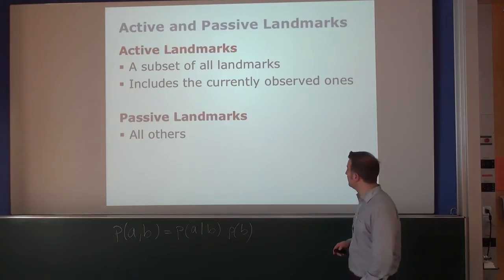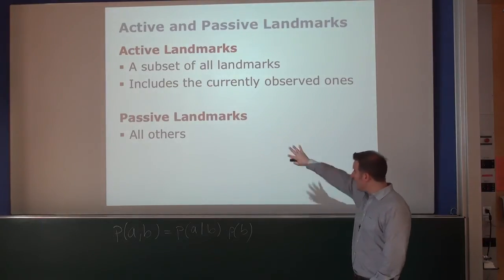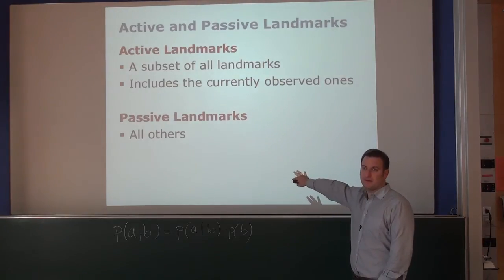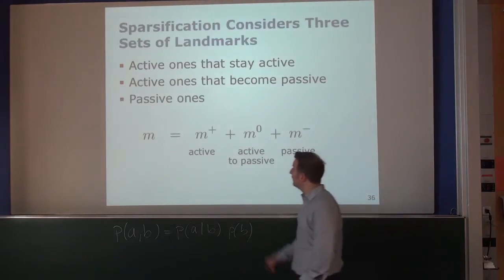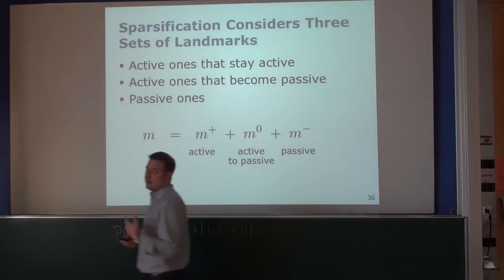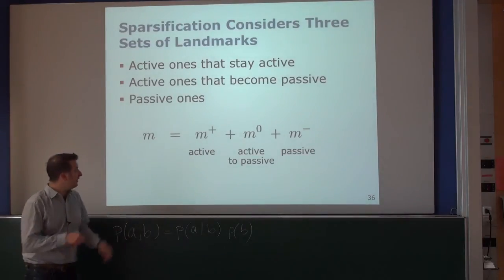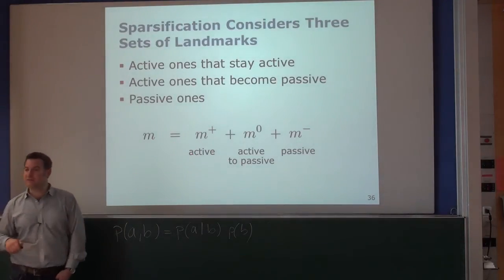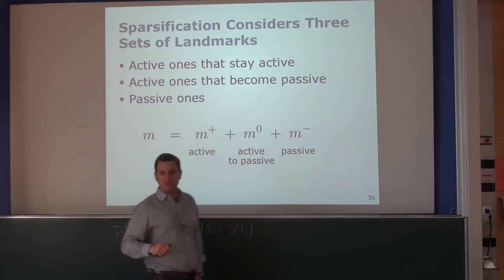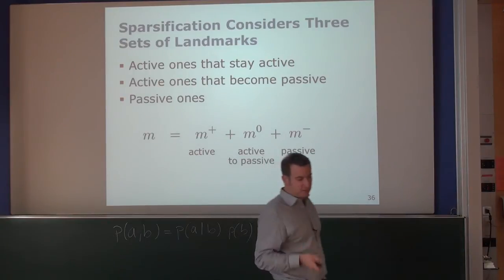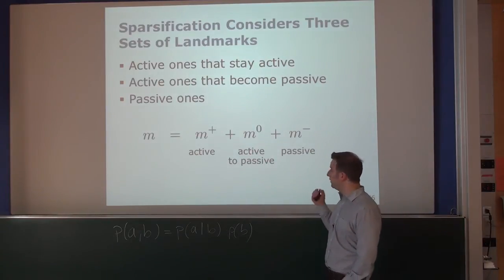Okay, so this slide we already had. Just to remind you, active landmarks are just a subset of all landmarks, and all the others are passive landmarks. And we actually go a step further right now. We have landmarks M+, which are the active landmarks. We have M0, which are the active ones which now become passive ones. And then we have M-, which are those which are passive.